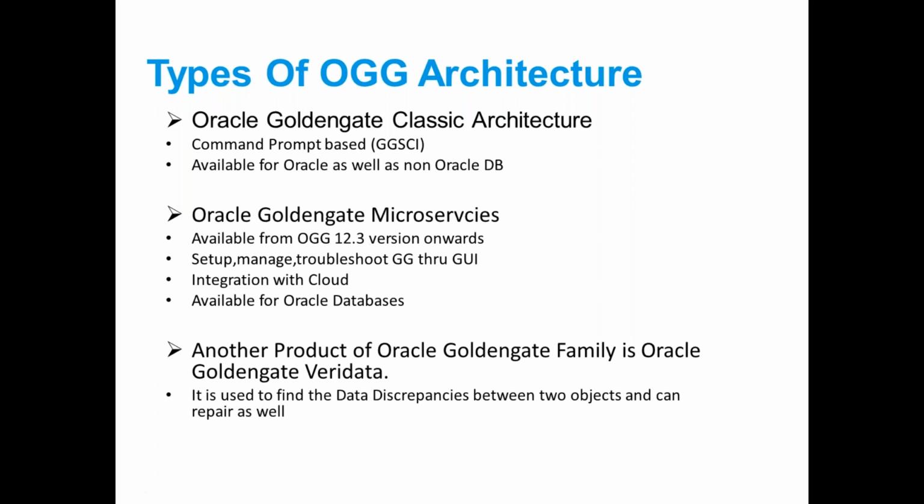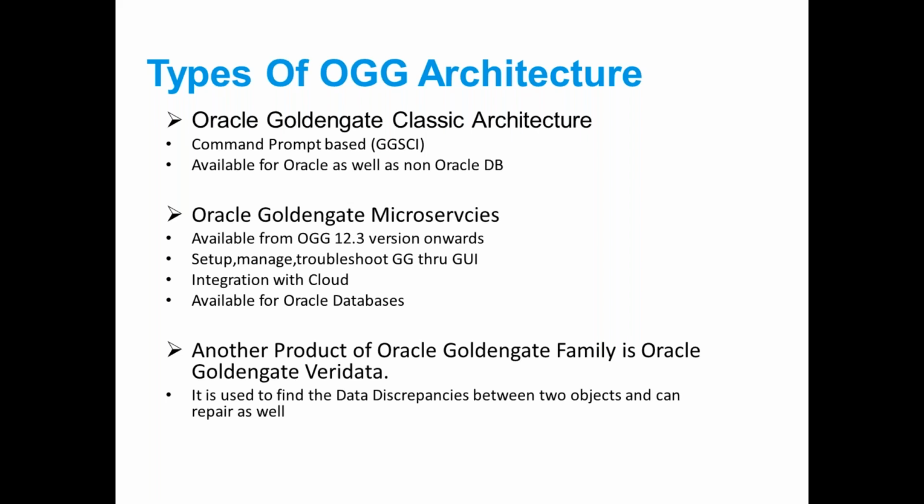So from Golden Gate version 12.3 onwards, you have the option to either choose classic or deploy microservices architecture. You have both the architectures available. One of the features of microservices is that it allows you to do everything in Golden Gate through the GUI. You can troubleshoot, view the report file, and set up Golden Gate processes through the GUI. It also allows for better integration with cloud applications.